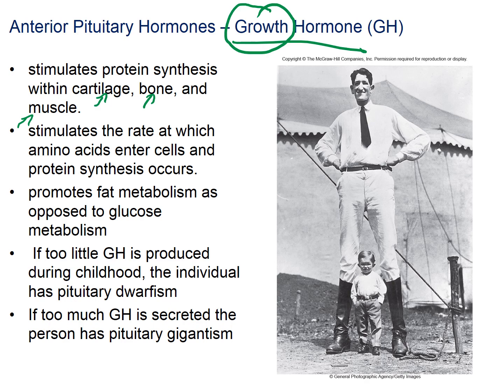Now, there are two conditions where there might be too little growth hormone produced during childhood, and as a result, you get what's called pituitary dwarfism. On the other hand, if there is too much growth hormone, then you get what's called pituitary gigantism. So you basically become very, very tall. People with pituitary gigantism have a shorter life expectancy, because the heart muscle is usually not going to be able to accommodate or withstand the bigger size of the body, and so you would die prematurely.